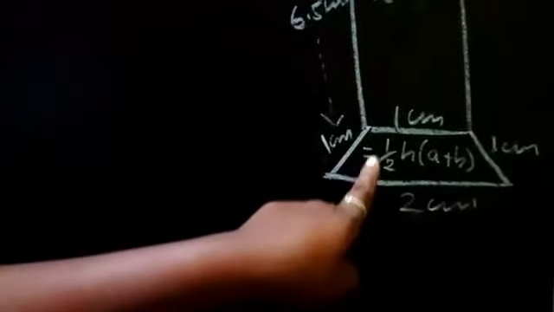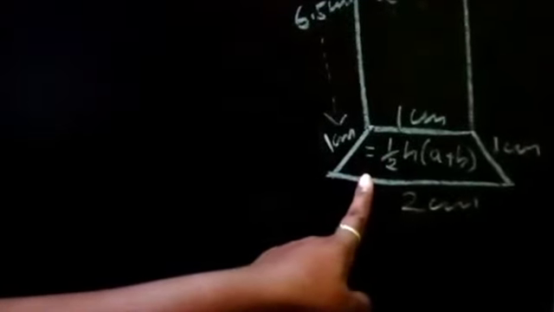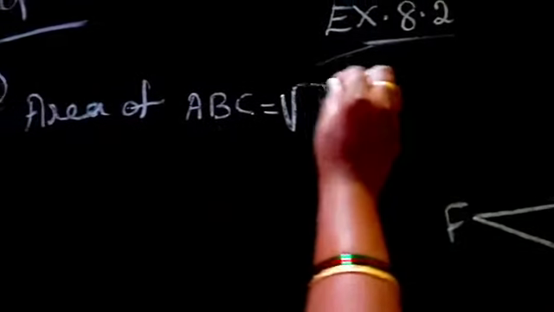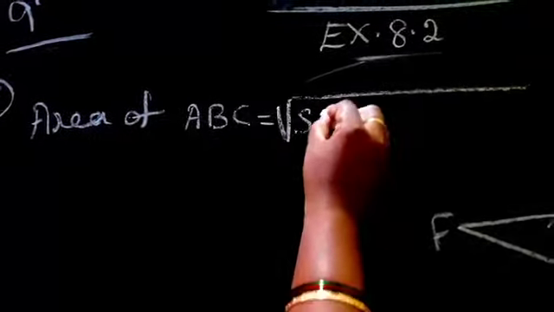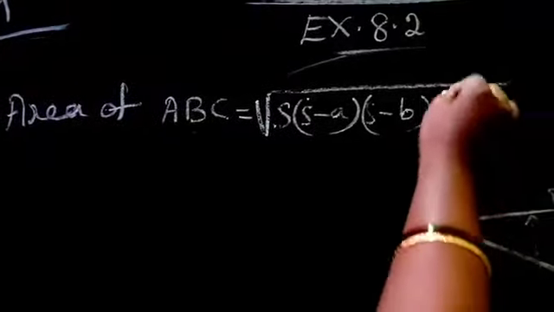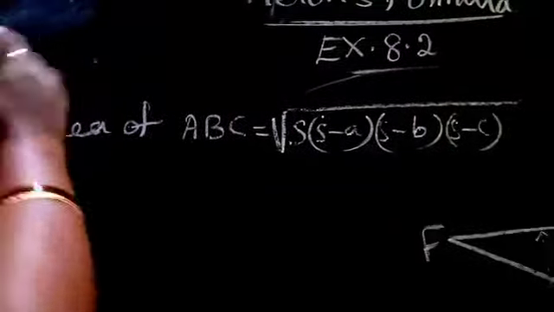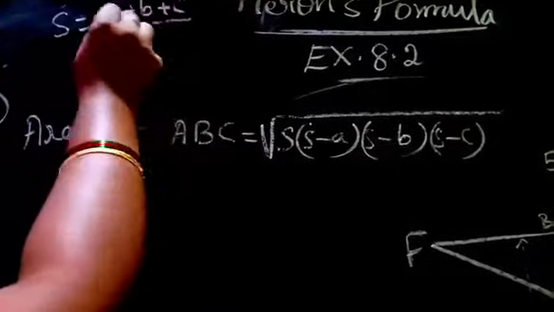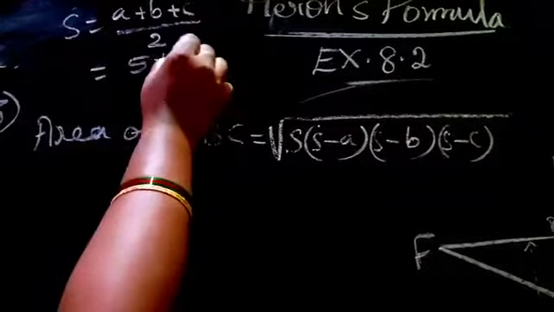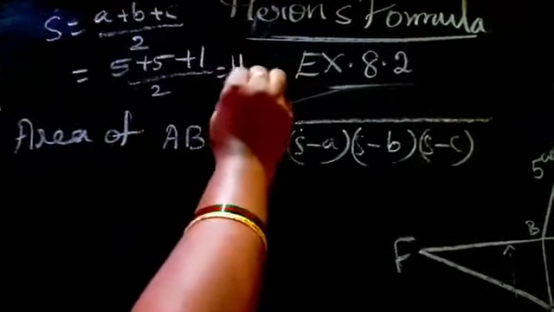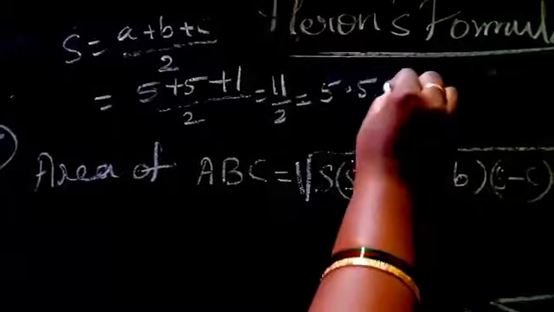Height is called, now height we have here to here. We have to find it from the Pythagoras formula. I will teach you now. We will find the area of the ABC triangle portion. So what is the formula to find it by Heron's formula? Square root of S into S minus A into S minus B into S minus C. What is the S actually? Semi-perimeter. So for this, S equals A plus B plus C divided by 2, equals 5 plus 5 plus 1 divided by 2. So 11 by 2 equals 5.5 centimeter.